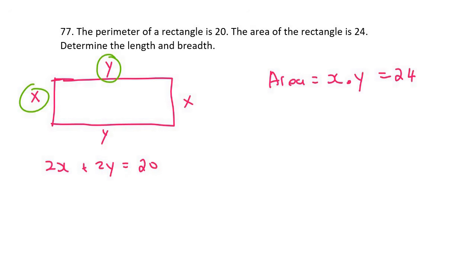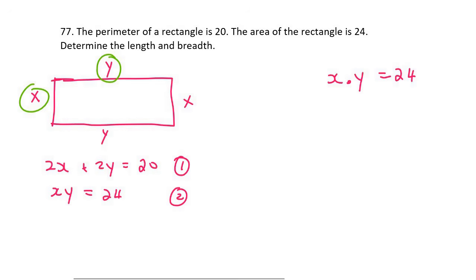Now they say determine the length and breadth, so that pretty much means determine x and y. And so, 2 equations, 2 unknowns. Did someone just say simultaneous? Yes, this is going to be simultaneous equations. So remember, let me write these 2 equations underneath each other. This is number 1, this is number 2.